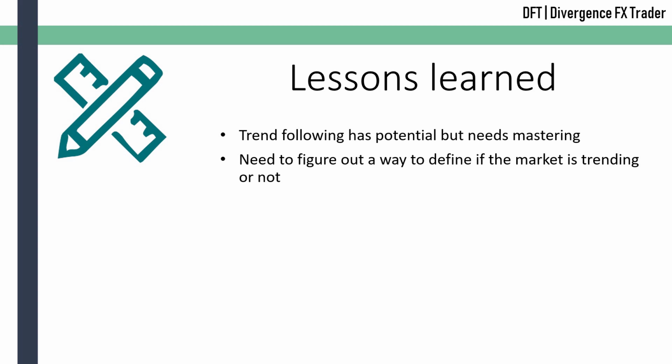Another thing, we need to figure out a way to accurately define the actual trend of the market. Is it trending or not? Noted for future sprint projects. Take profit and stop loss. They have to be changed from fixed amounts to flexible amounts as the market conditions change all the time and we need our stop loss and take profit to change with them.